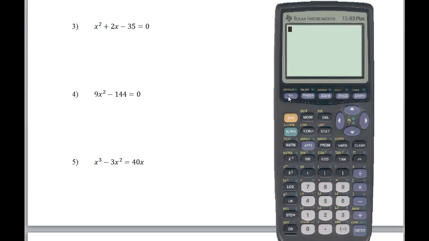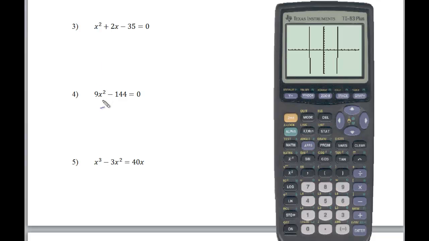All right, so in my y equals, I'm going to clear that out since it's a much shorter equation. 9x squared minus 144, and then hit graph. All right, looks like it's hitting the graph in 2 places here. So let's find out what happens here. So go to my screen draw.